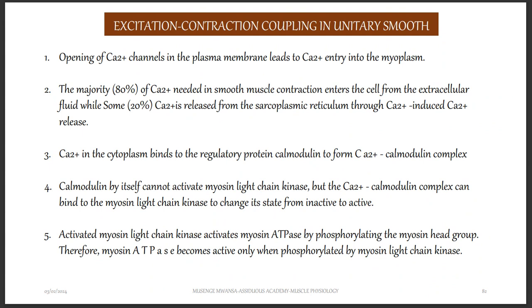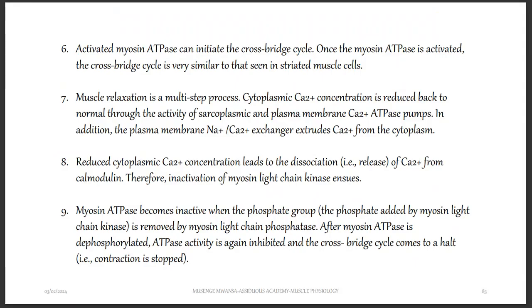The kinase adds a phosphate to the head of the myosin, and the myosin ATPase will become active only when phosphorylated by myosin light chain kinase. And what happens is that now the myosin ATPase can initiate the cross bridge cycle. Once the myosin ATPase is activated, the cross bridge cycle is very similar to that seen in skeletal muscle or striated muscle. And then there's going to be muscle relaxation later in a multiple step process.